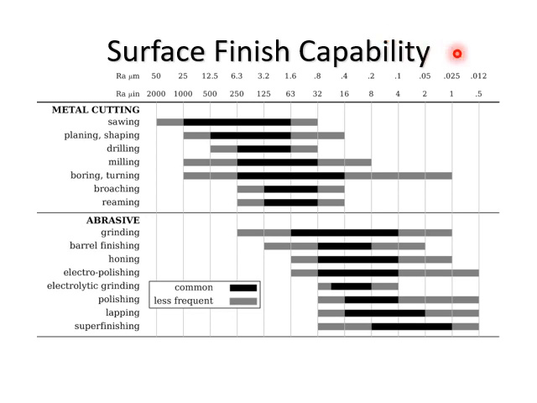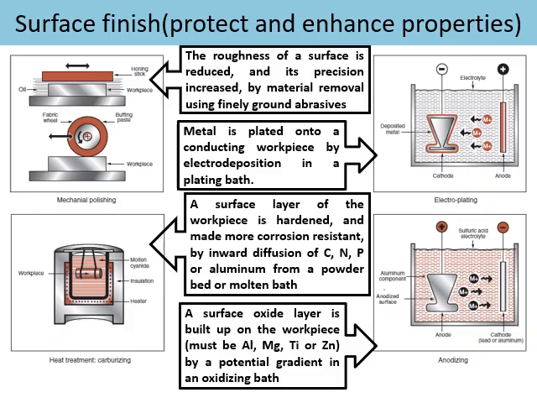Surface finishing capability depends on the surface roughness requirement. The smaller Ra, which is the roughness in micrometer or microinch, means that it is smoother. Usually the metal cutting method produces a rougher surface compared to the abrasive method. Okay, so this one is the cutting method. Here is the abrasive method. Here are some examples of surface finishing processes.